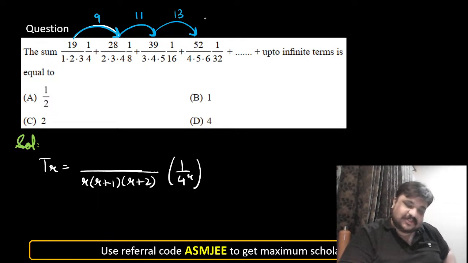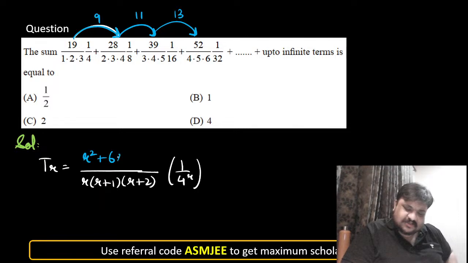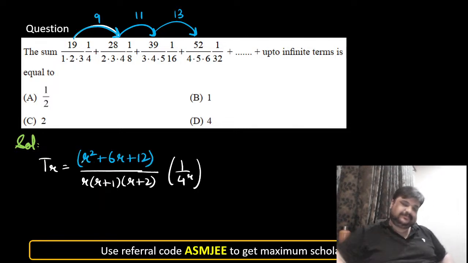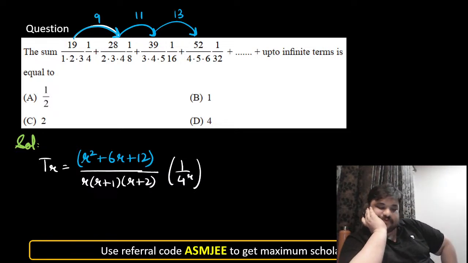Has somebody found out? This is a different series. R square plus 6R plus 12. Interesting. See, someone is saying this. Check whether he's right or not. 2 to the 4. Oops, it is 9 plus 18. Ah, he's right.